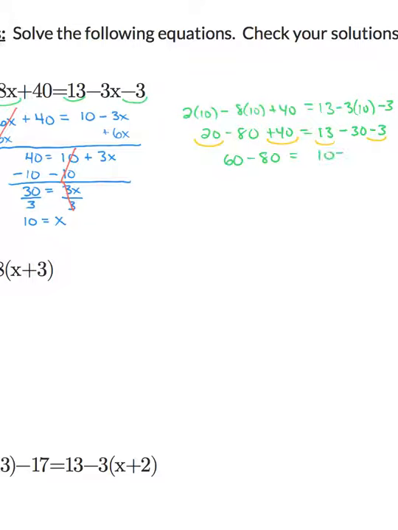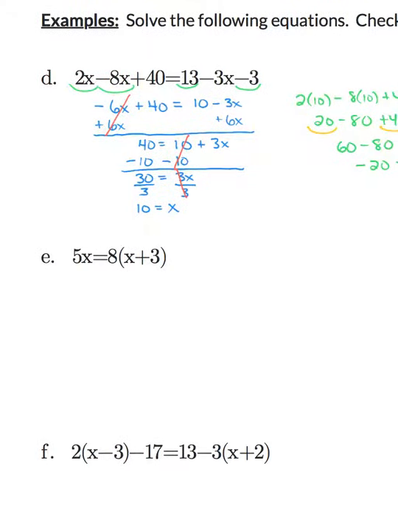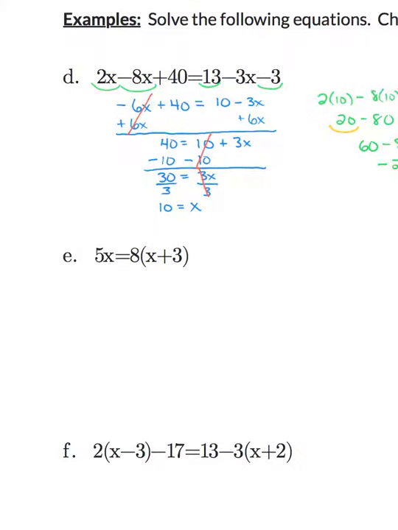Minus 30. And then now 60 minus 80 is negative 20. 10 minus 30 is also negative 20. That checks out. So what does that mean in terms of the problem? It means that 10 is our solution. And we're done.